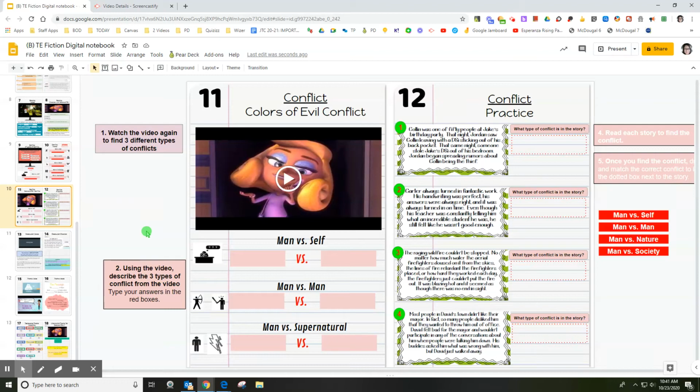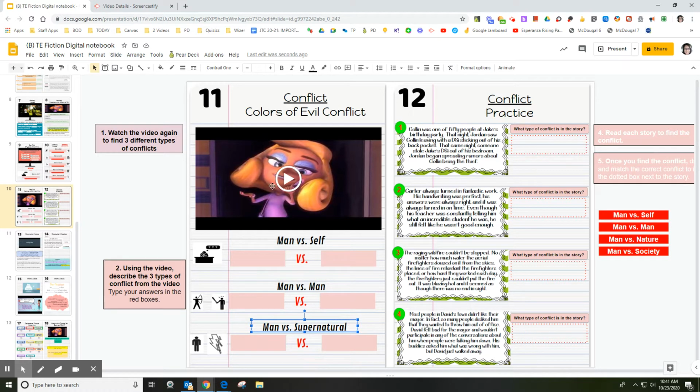All right, this is page 11 and 12 for the Colors of Evil conflict and to do conflict practice. On page 11, you're going to watch the Colors of Evil again from the beginning to the end. What you're going to do is try to find these three types of conflicts. There's a man versus self, there is a man versus man, and there's a man versus supernatural.